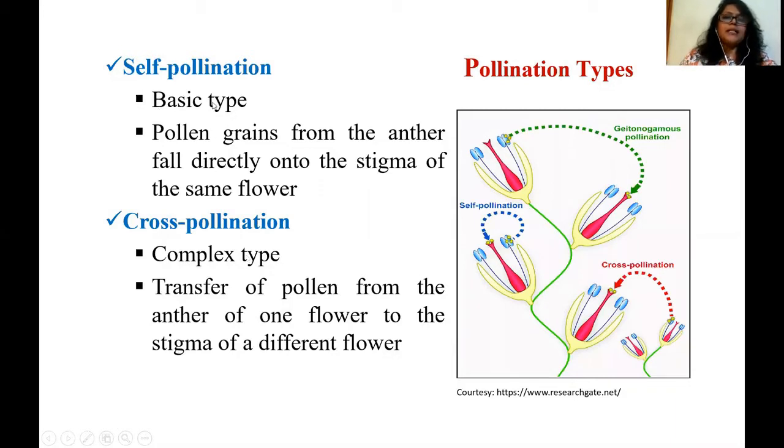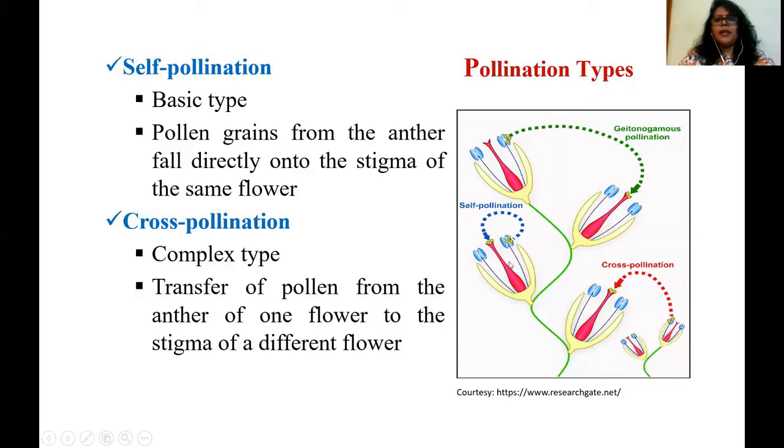type. In self-pollination, pollen grains from the anther fall directly onto the stigma of the same flower. I repeat, pollen grains from the anther fall directly onto the stigma of the same flower. If you look at this picture, this is a plant, and you will see there are four flowers: flower 1, flower 2, flower 3, and flower 4. And this is another plant. It consists of two flowers, D1 and D2.